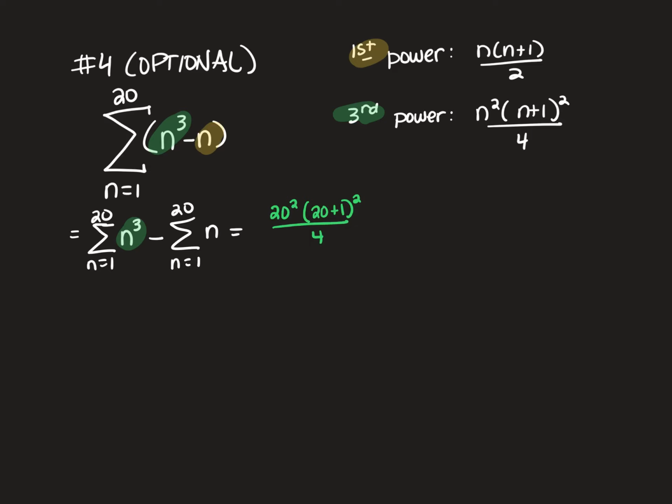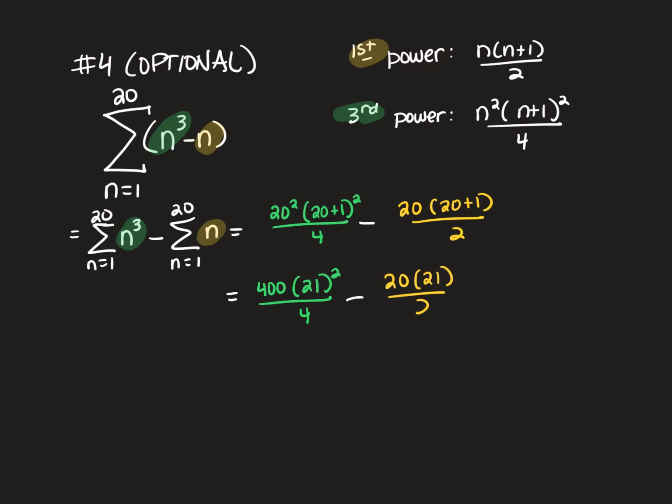Okay, and then we'll subtract our linear portion, which I've highlighted with yellow. Okay, so we're going to use yellow for this one. All right, so minus, and then we'll use the linear portion. So that's 20, again, replacing all of our n's with 20, times 20 plus 1 over 2. Now we have an expression that we can start to evaluate. So we have 20 squared times 21 squared over 4 minus 20 times 21 over 2.